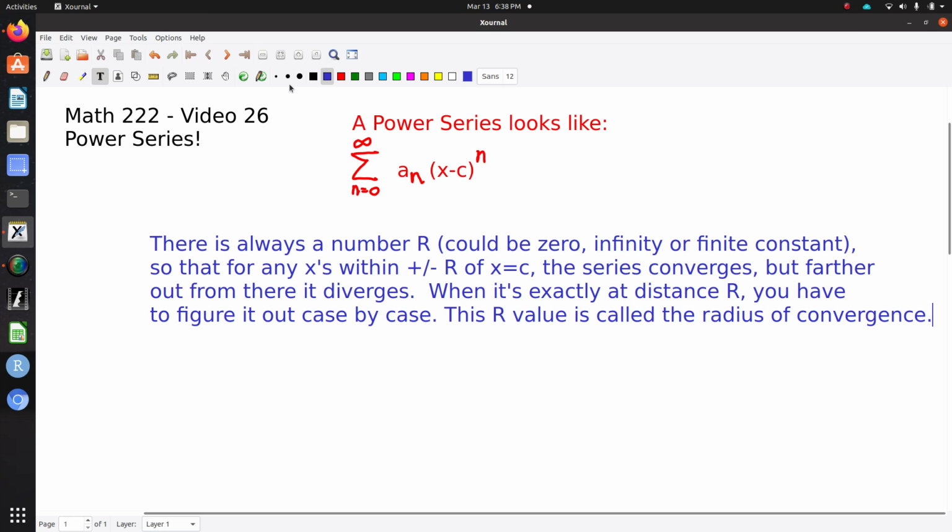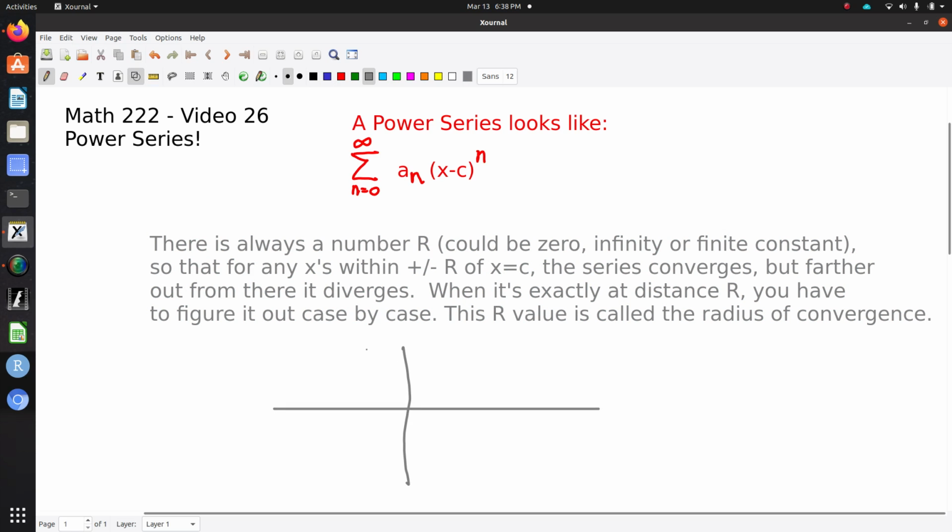So what this looks like, if you're thinking in terms of the number line, I can never draw lines with this thing. There we go. So if you're at c equals 3, for example, you're right here. C is 3. And then let's say your radius of convergence is equal to 7. Well, then all the way out here at x equals 10 is the break point. Beyond that, it has to diverge out here. It has to converge in here.